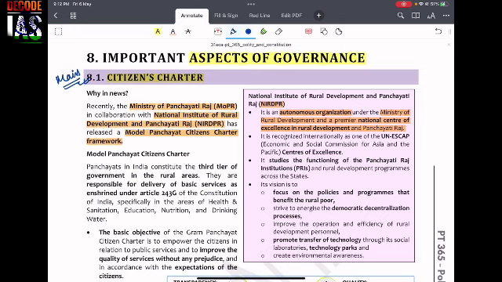First thing first, the Ministry of Panchayat Raj, in collaboration with the National Institute for Rural Development and Panchayat Raj, has released a model Panchayat Citizens Charter framework. So the entire issue is related to a model Panchayat Citizens Charter framework.